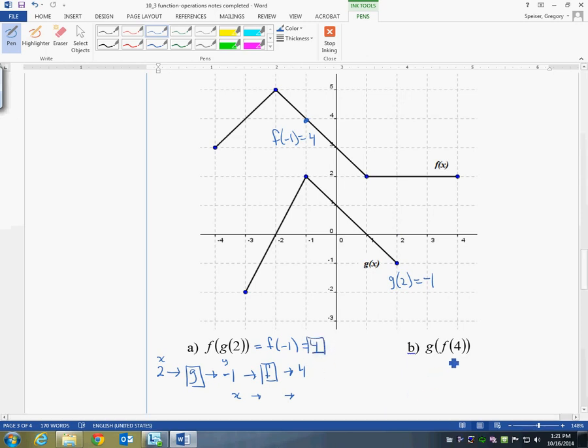Okay, so again, for b, I start with an x value of 4. I'll do this one in green. So I start with an x value of 4, and now f is the inner function. I'm going to say f of 4 is equal to 2. So this is equal to g at 2. Oh, I've already done this one, haven't I? g of 2 is equal to -1, right here. And there's my answer.